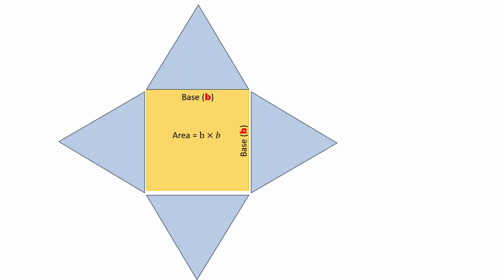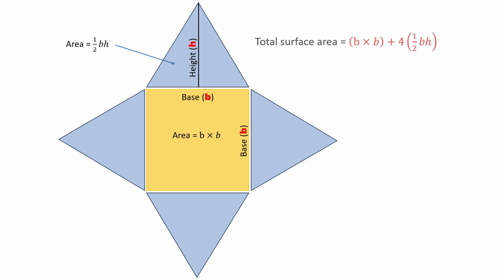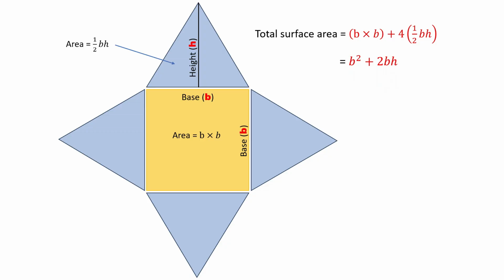Let me also break it apart to make it easier to conceptualize. So, we have this square base. Since all the sides of the square are equal, we can just call them bases b. Hence the area of the square is b times b. Then we have 4 similar triangles with the same bases b and same heights h, which are the slant heights of the pyramid. Hence the area of one triangle will be half bh. So the total surface area will be equal to b times b plus 4 times half bh, which can be simplified to b squared plus 2bh.